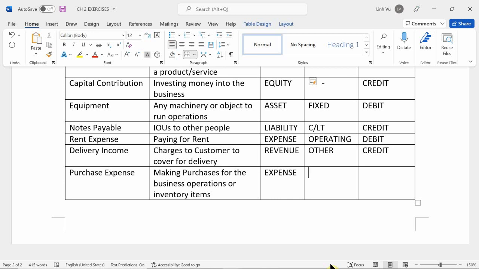Other? It's not an other expense. It is for operating. You need to have inventory in order for you to sell your items in your store, so this has to be 100% operating. So would it normally have a debit balance or a credit balance? Debit. Okay? So let's go over this real quick.